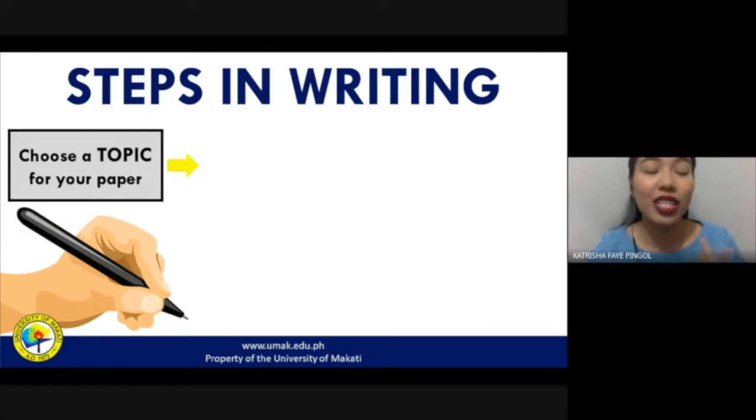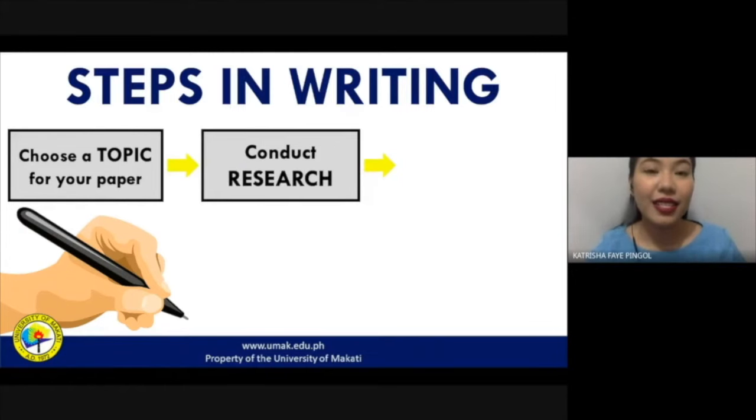Next, as a writer and as a producer of academic texts, obviously you have to conduct your research even before moving to the writing part.